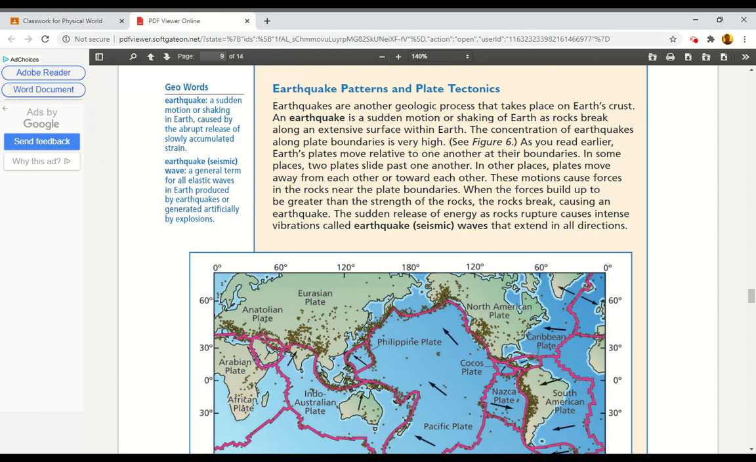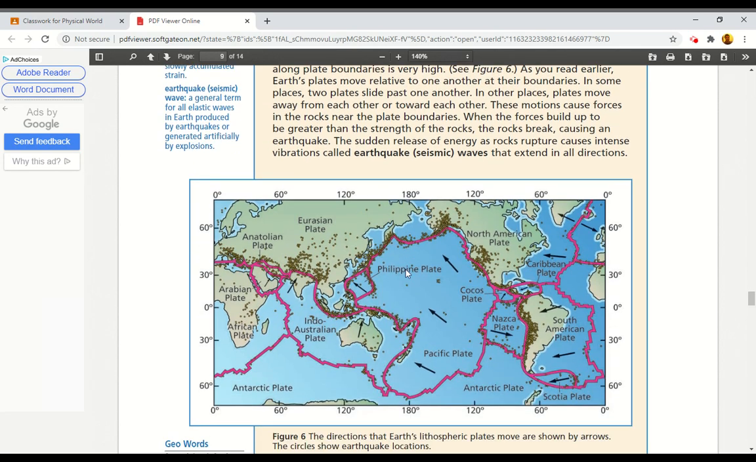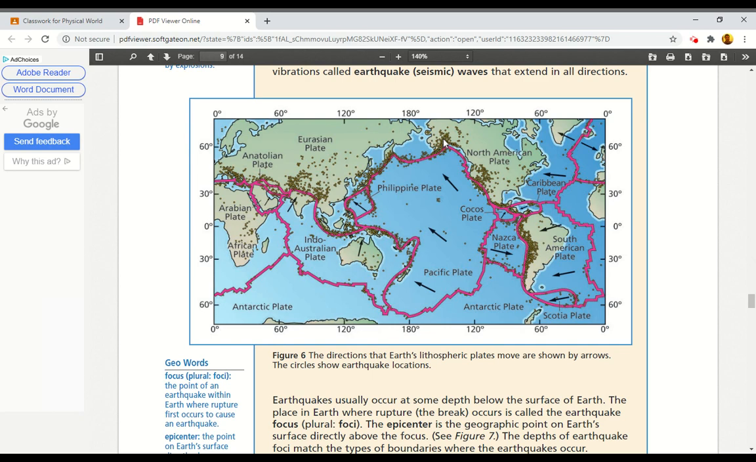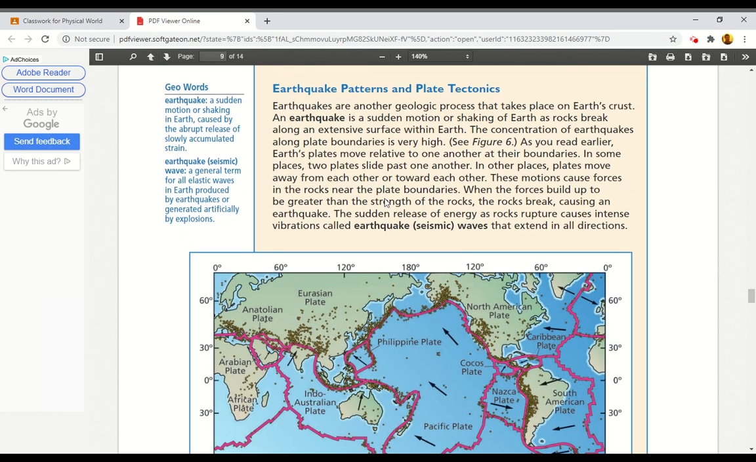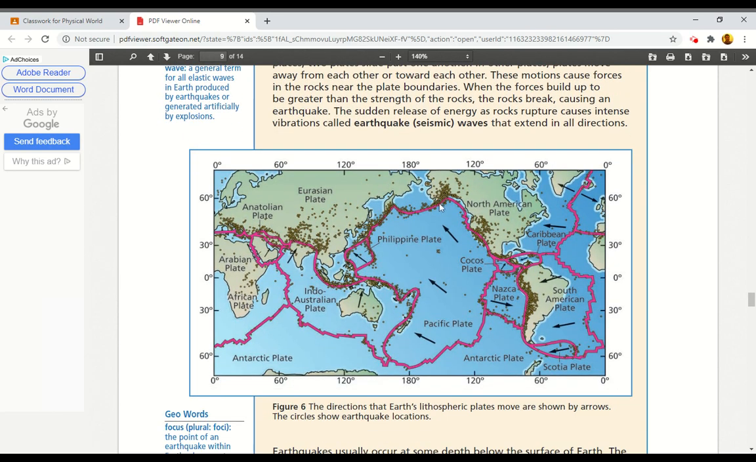So just going back a little bit, the concentration of earthquakes along plate boundaries is very high. See Figure 6. So here's Figure 6. And then, so here's the plate boundaries. The red lines are the plate boundaries, and the yellow circles are the earthquakes. So you can see that the concentration of earthquakes is much higher along the plate boundaries.